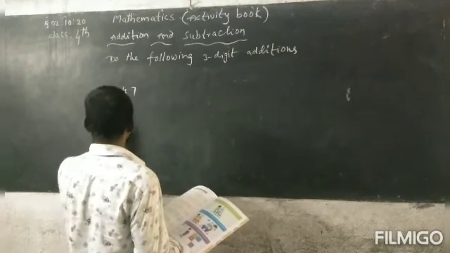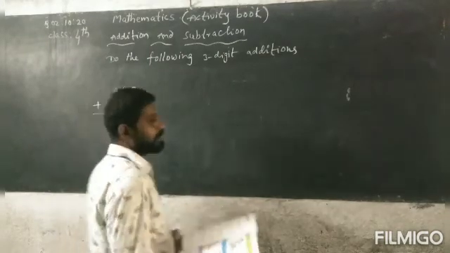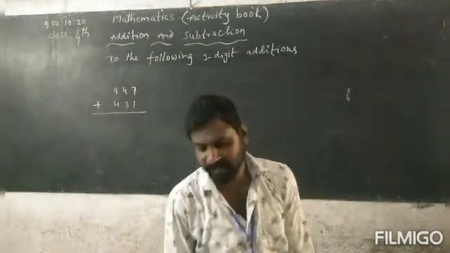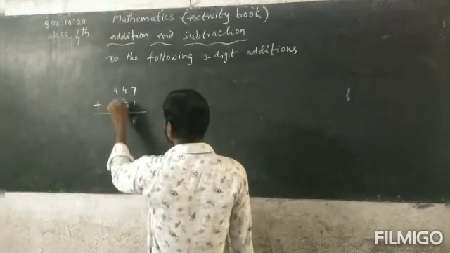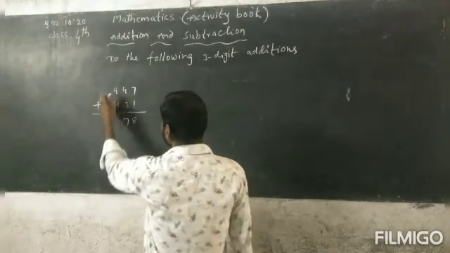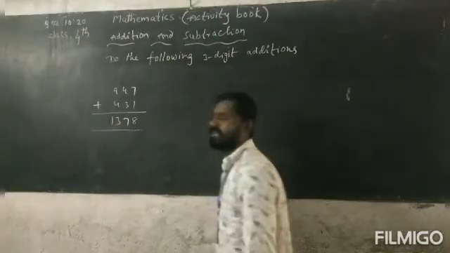947 plus 431. See here, first we add the digits in ones place. 7 plus 1, 8. 4 plus 3, 7. 9 plus 4, 13. 1378. That is the sum.